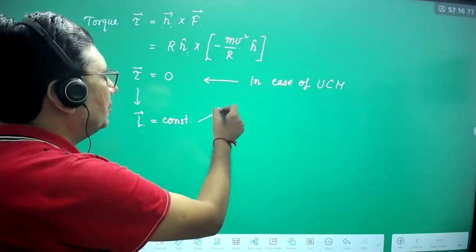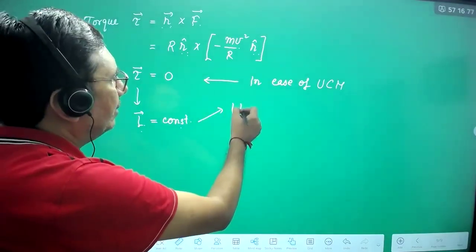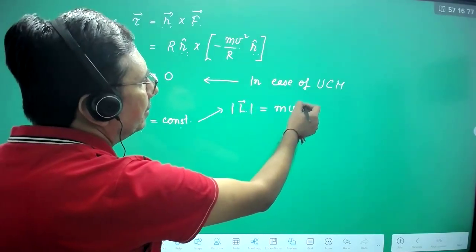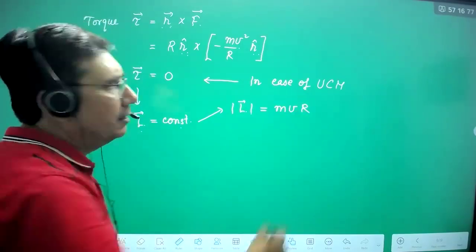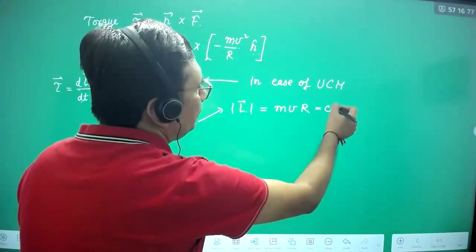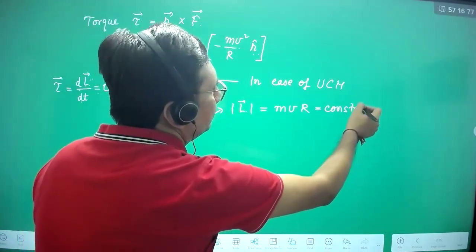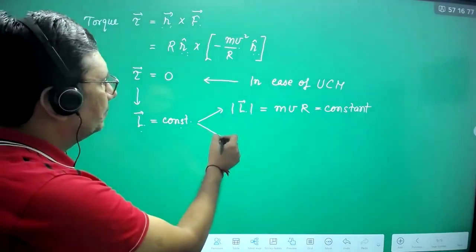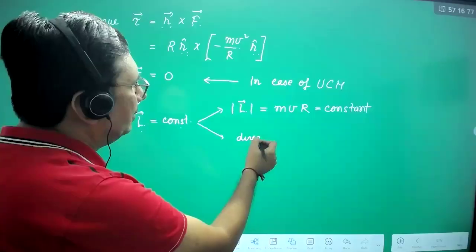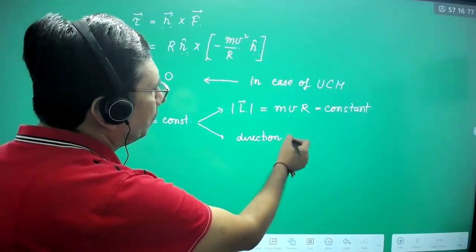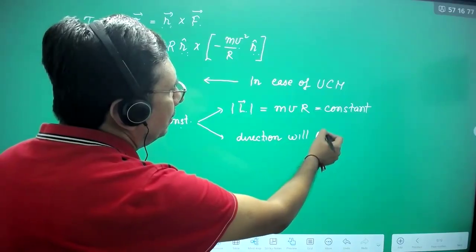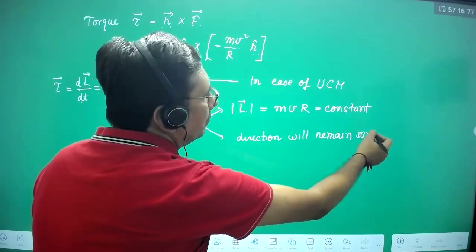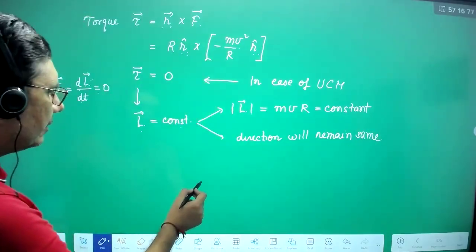So basically from here, two things are there: the magnitude of L, and that will be mvr. This will be constant. Second is direction. Direction will remain same.